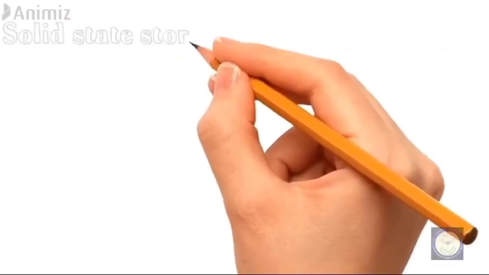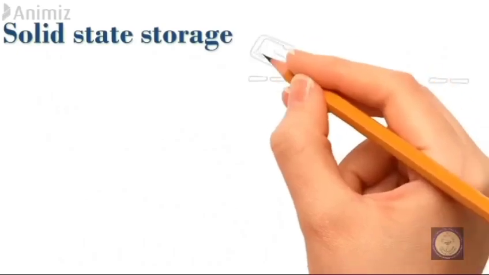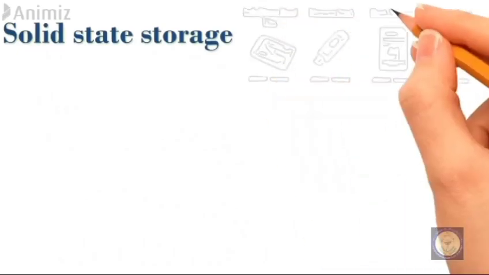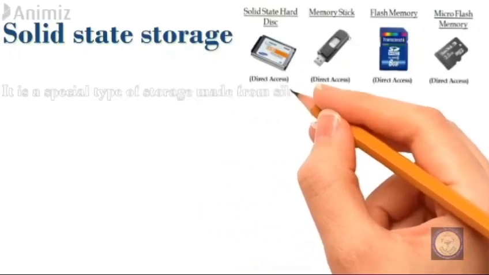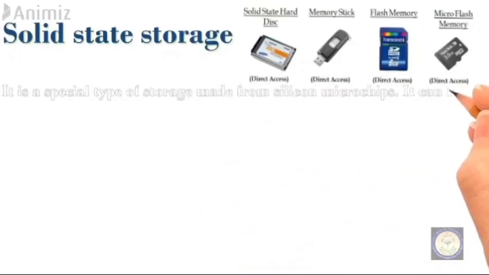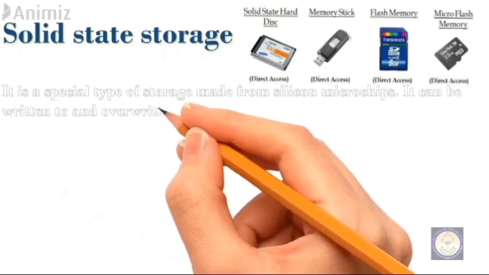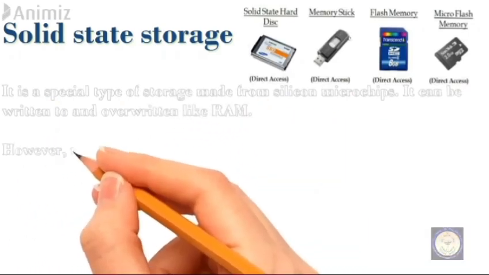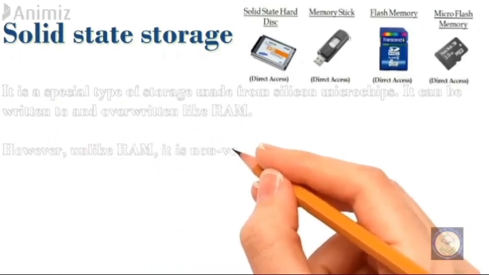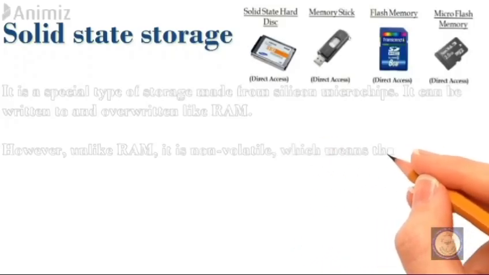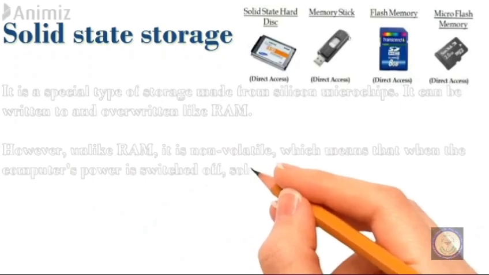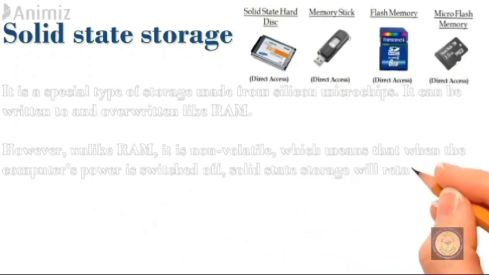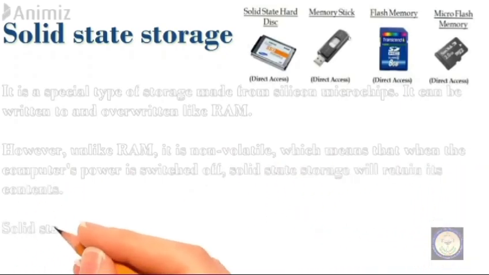Solid-state drives, SSDs, are a type of secondary memory that use flash memory to store data. Unlike traditional hard disk drives, HDDs, which rely on spinning disks and magnetic storage, SSDs have no moving parts. This design allows them to access data much faster, making them ideal for applications that require quick loading times, such as operating systems and high-performance computing.